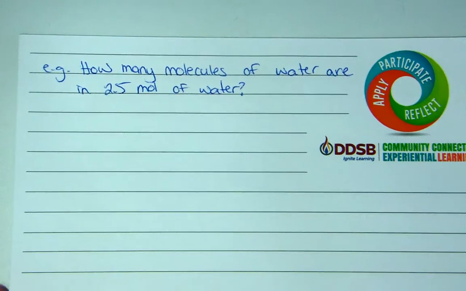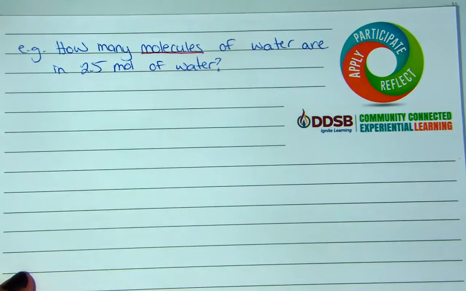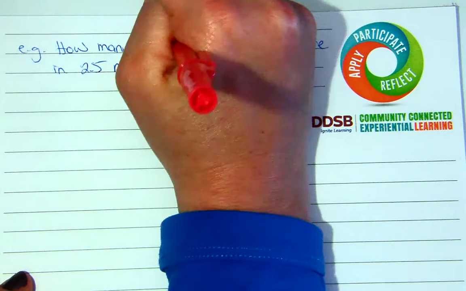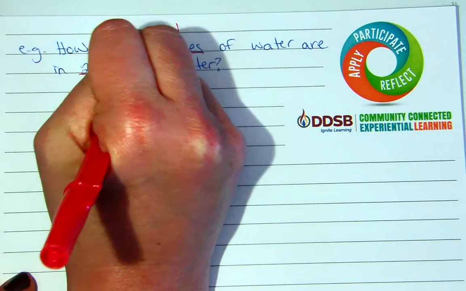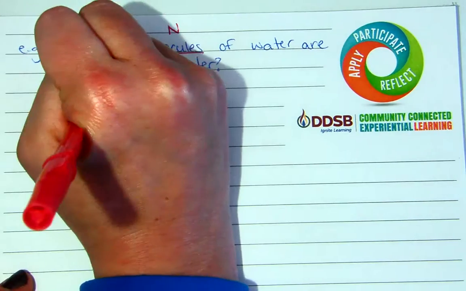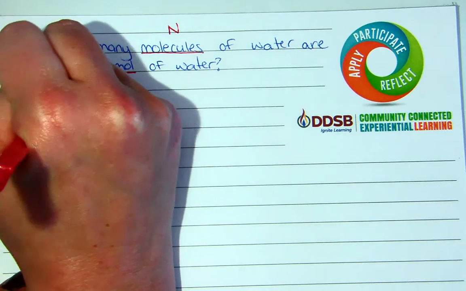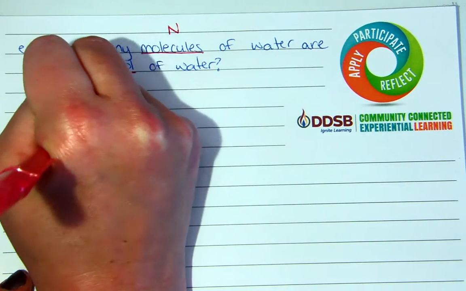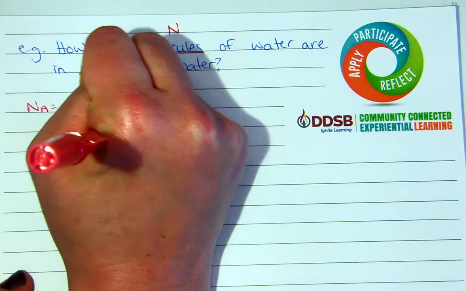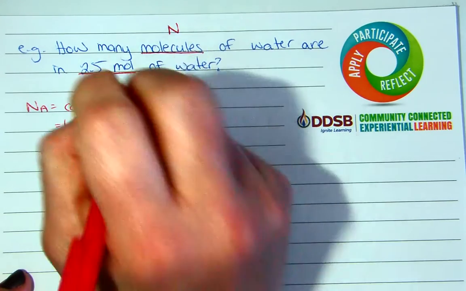Let's take a minute and note what we've actually got here. We're being asked for molecules. That's our particle unit. That is uppercase N. We are given our number of moles. That's lowercase n. And remember that Avogadro's number is a constant. Okay? It's always the same. So it's always 6.02 times 10 to the 23. The unit in this case will be molecules per mole.